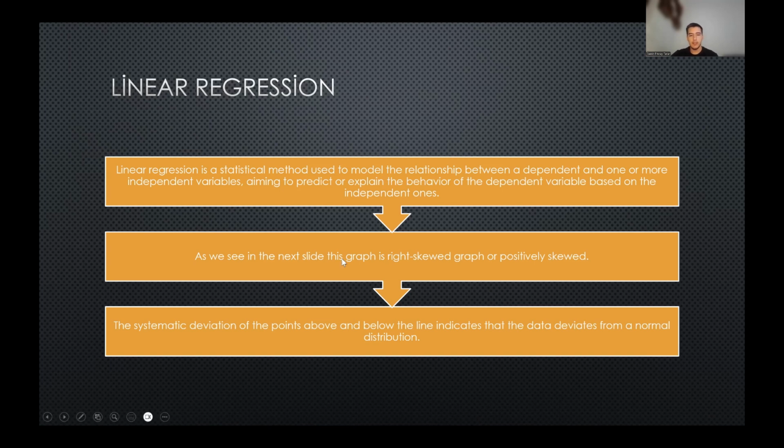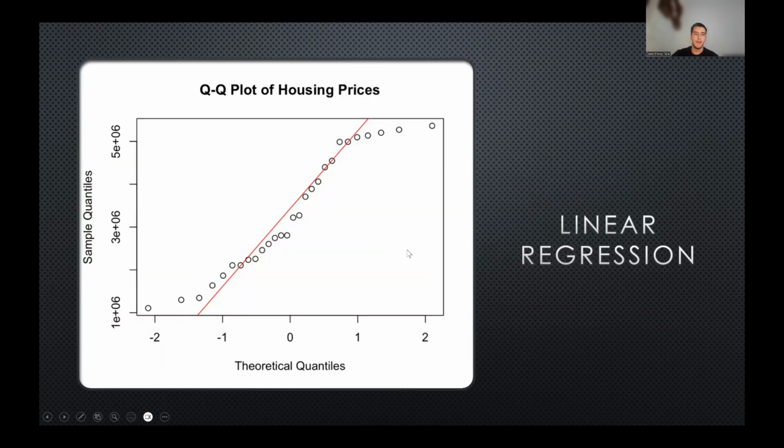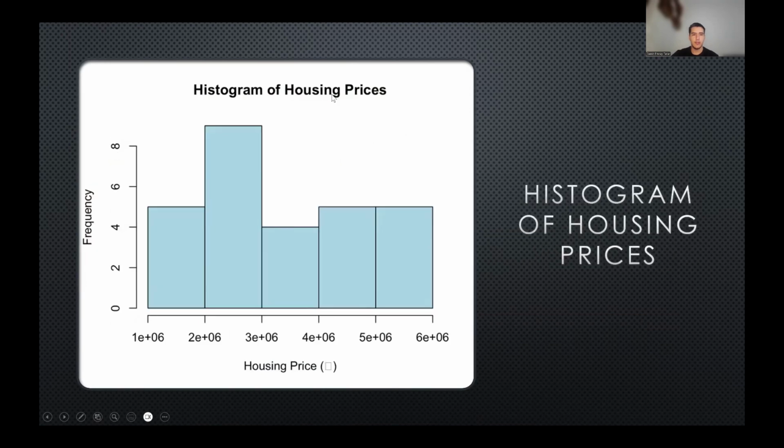As we see in the next slide, this graph is right-skewed, or positively skewed. The systematic deviation of the points above and below the line indicates that the data deviates from a normal distribution. Here is the QQ plot of housing price. This is the linear regression table for me. This is the histogram of housing price.